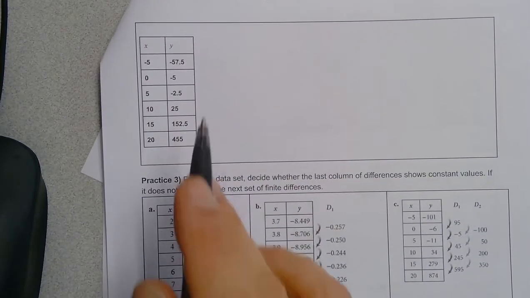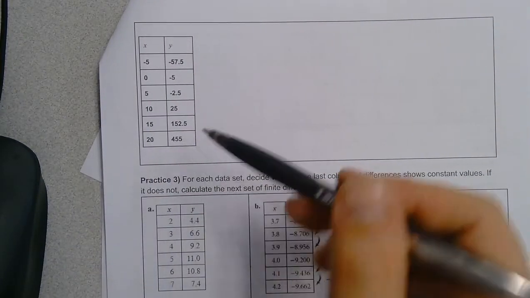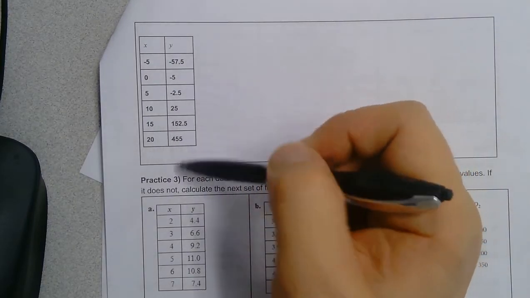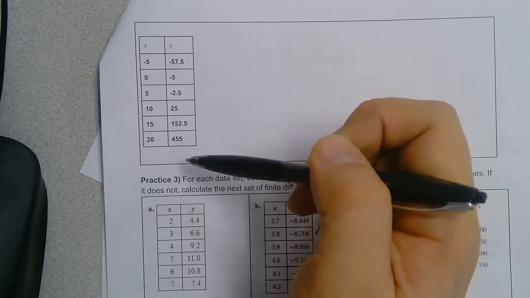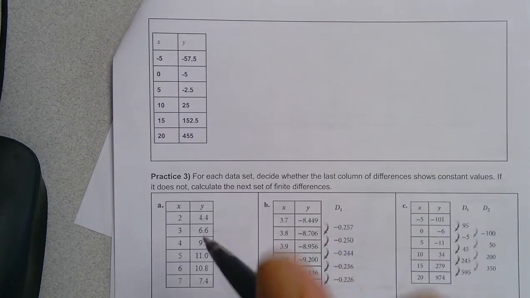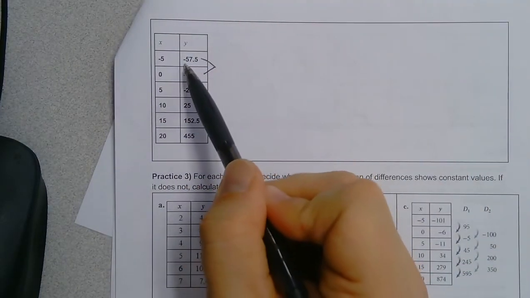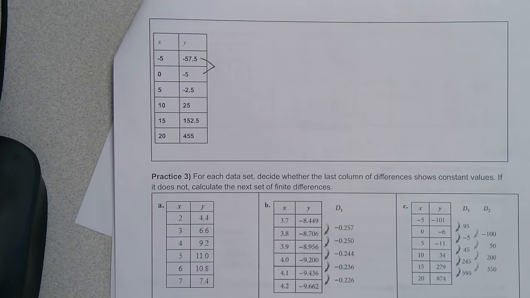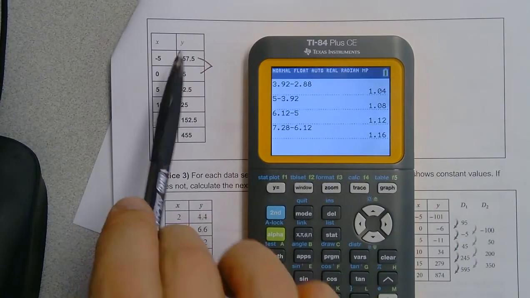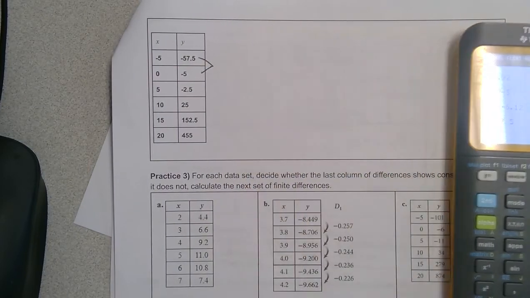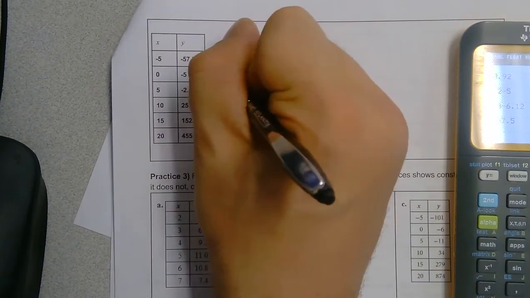So now we're going to have a graph where the x number is counting up by 5s, but the y values go in a little bit of a different direction. So what I'm going to do is calculate these differences. And I have -5, but I'm subtracting -57.5. I know that when I subtract a negative, I add. So I go -5 plus 57.5, and it's 52.5.